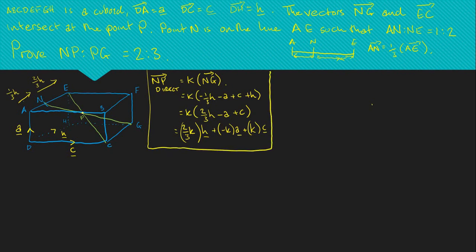Next, we're going to go to N to P via a different route. So I'm going to actually go via E, which means I can use one of the lines. I've already used this one. I'm going to use this one here. So N to P via E. Now that is going to be N to E plus some proportion of E to C. Well, N to E is 2/3 H plus some proportion of E to C. Well, E to C would be C minus A minus H.